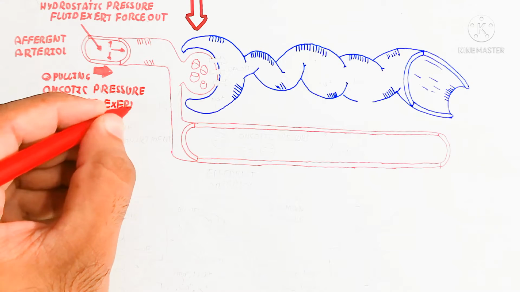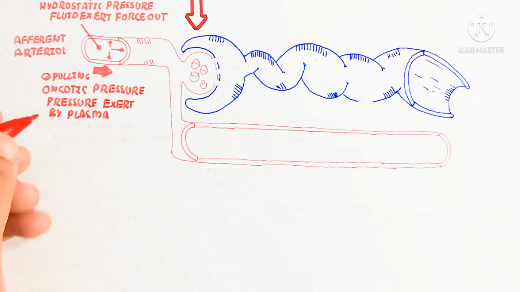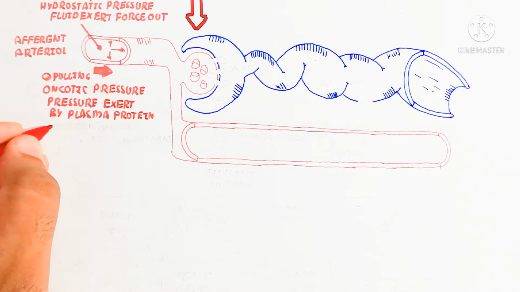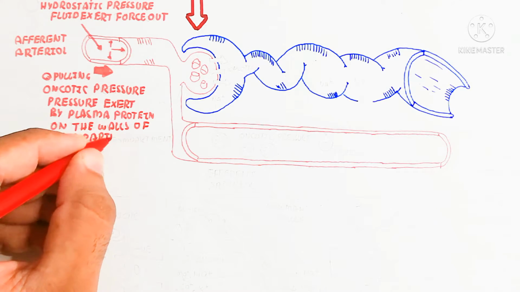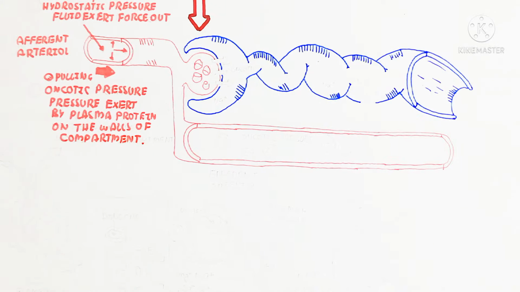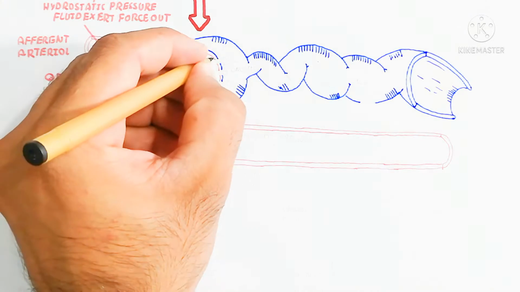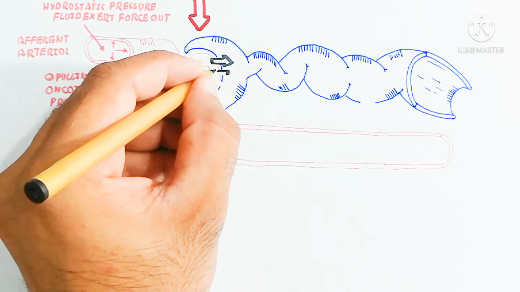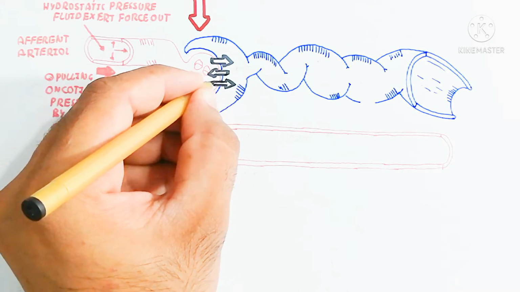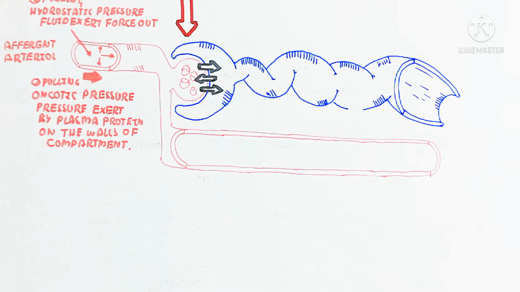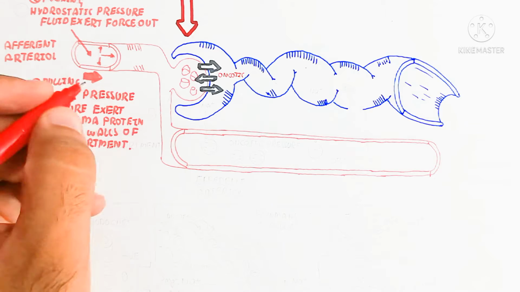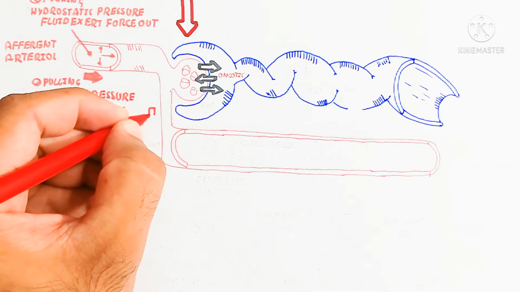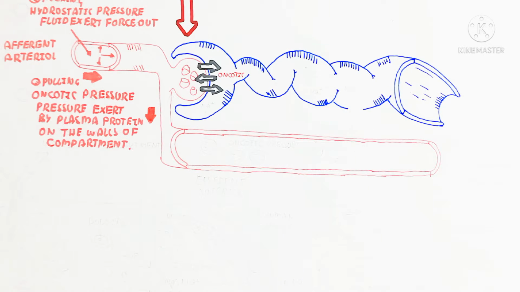This oncotic pressure is the pressure exerted by plasma proteins on the wall of the compartment. For example, in the blood there is albumin protein, which contains a negative charge and is used for the attraction of cations. So the positive charge containing ions will be attracted by the albumin protein due to that negative charge.